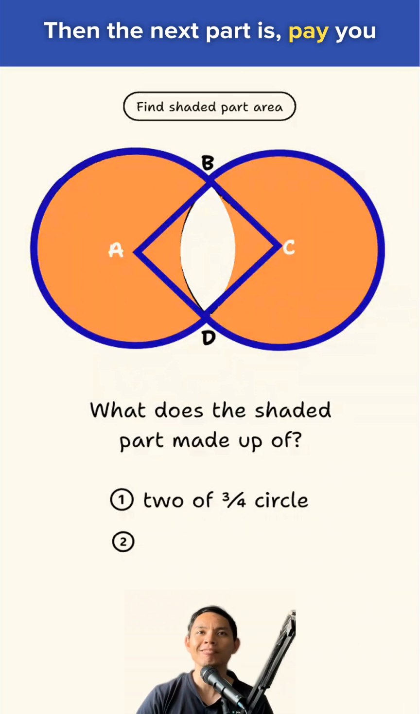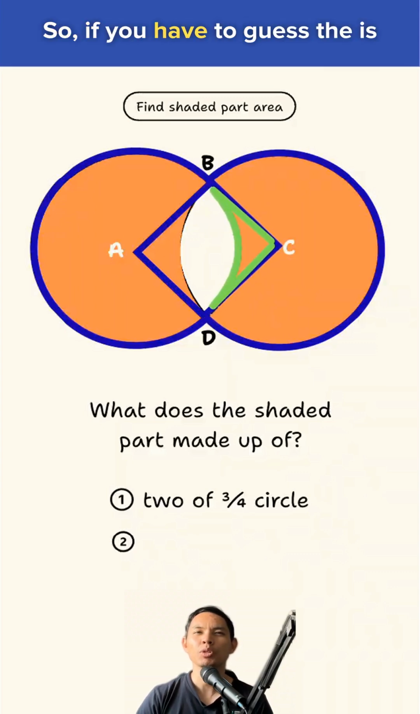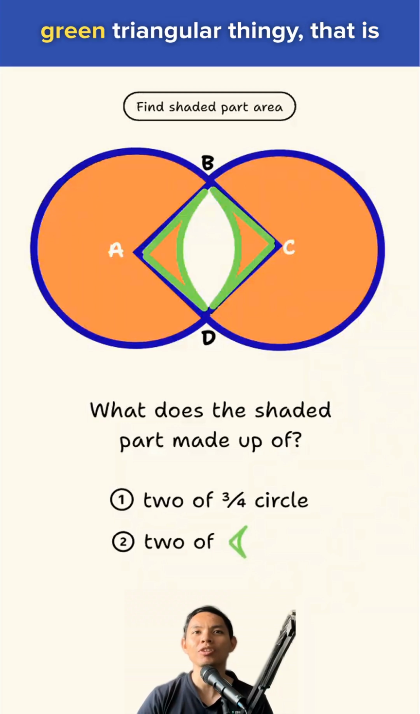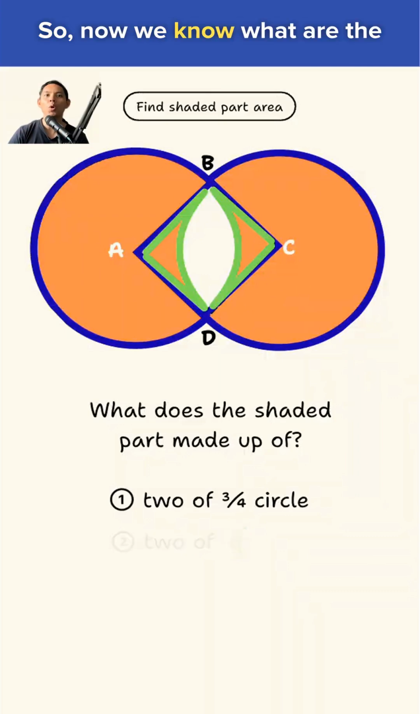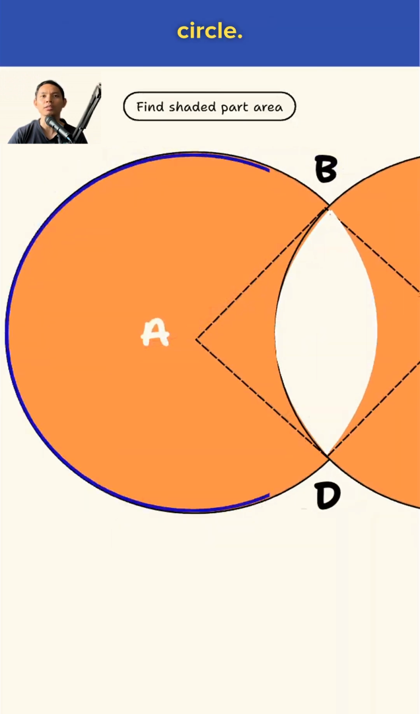Then the next part is, can you guess what the next part is shaded? So if you have to guess these green parts, then you're right. So we will say 2 of this green triangular thingy that is also part of the shaded area. So now we know what are the two parts. Let's focus on the first one, which is the three-quarter circle.